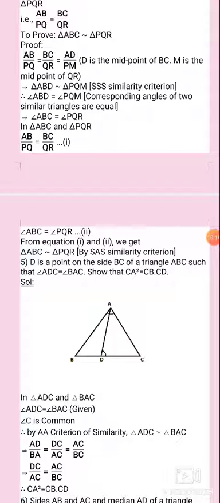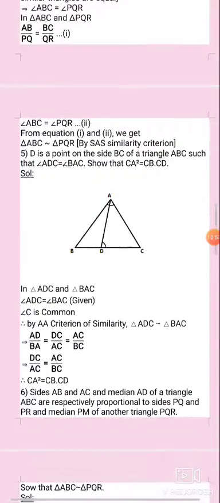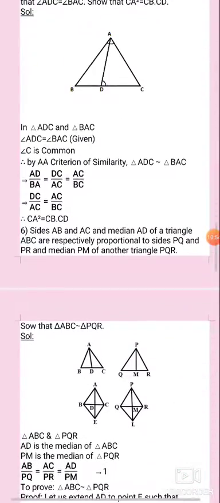Now we can write the sides in proportion: AD by BA is equal to DC by AC is equal to AC by BC. This implies DC by AC is equal to AC by BC. Now cross multiply. AC into AC becomes AC square, or CA square, is equal to BC into DC, which is equal to CB into CD. Clear? Now next, the sixth question, somewhat difficult.